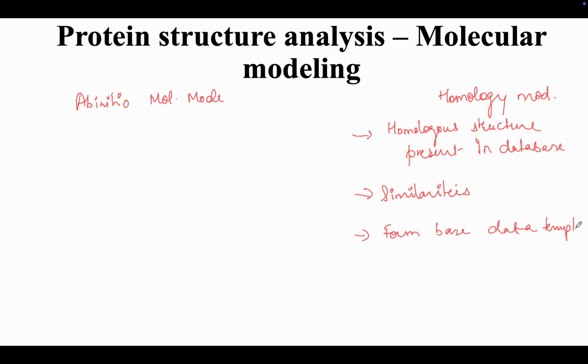So this is the general structure of homology modeling. We should have the knowledge of homologous structures which are present in the database, and from that database we must find out what similarities are present between our structure and the already available structure in the dataset. Then we can use that available dataset as a template in order to analyze the unknown protein X.